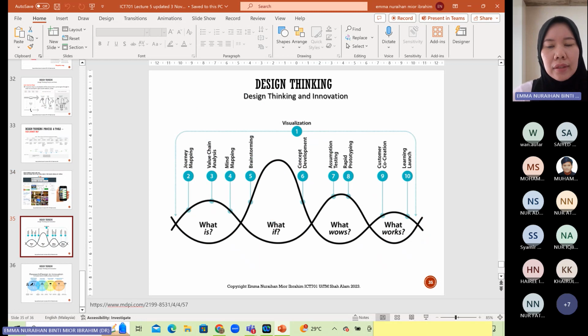If you look here at design thinking, the process goes from the first step, visualization, all the way to launching, and then you do the second iteration, third iteration, first version, second version and so on. Even after you launch your product, you still need to get feedback from the user, whether the user likes it or doesn't like it.